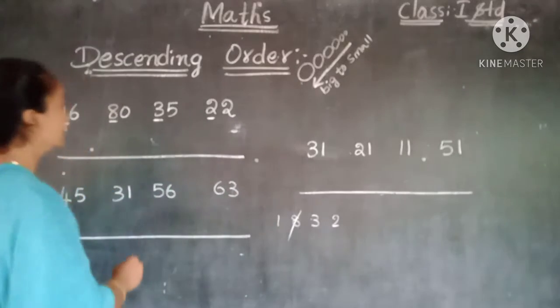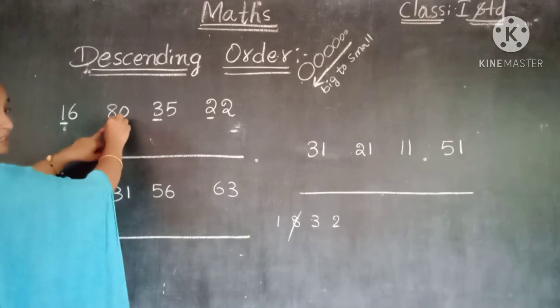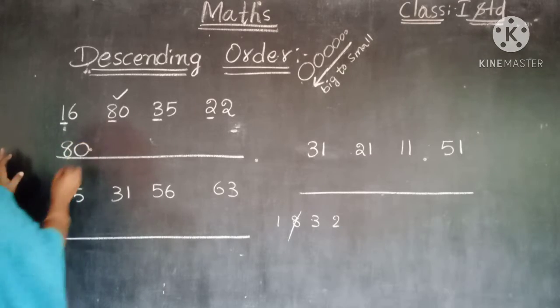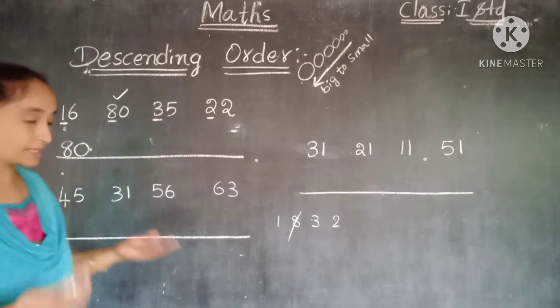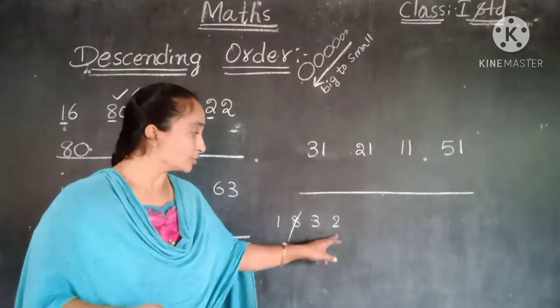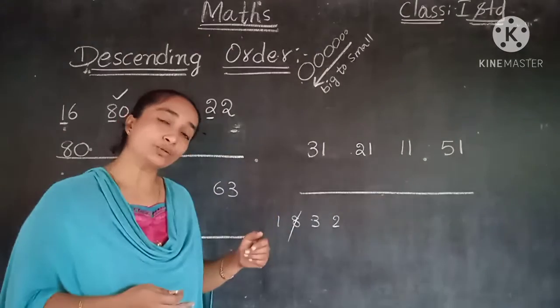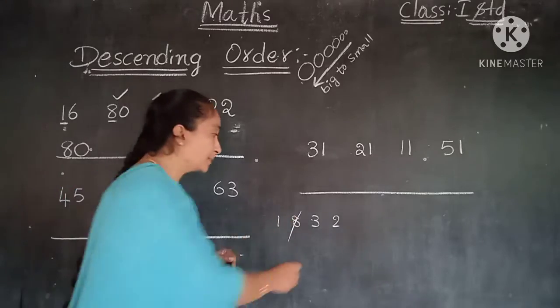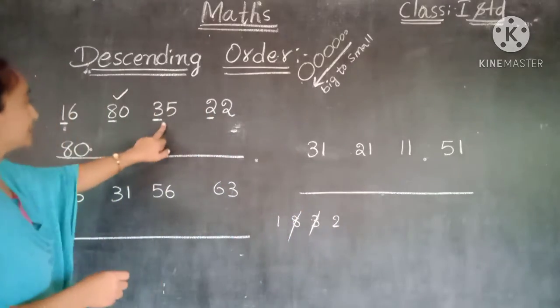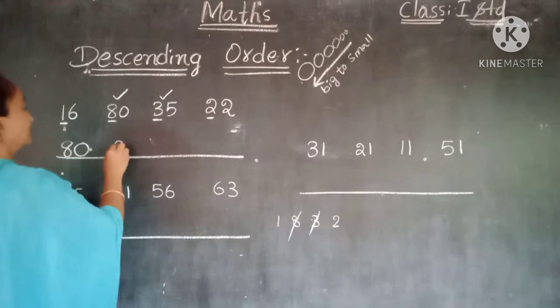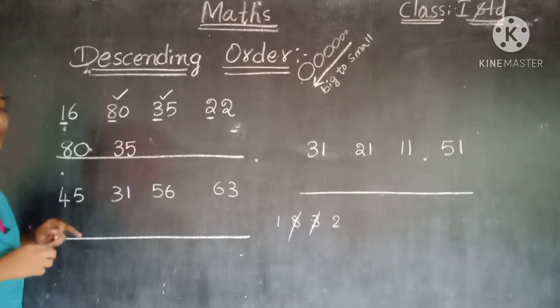So 8 will be cancelled and 8 will be written here. That means 80. So 80 is the first big number. Now the second big number. 1, 3, 2. Which is the big number now? 1 is the big, 3 is the big, or 2 is the big? Yes, 3 is the big number. So 3 means 35. So the second big number is 35.